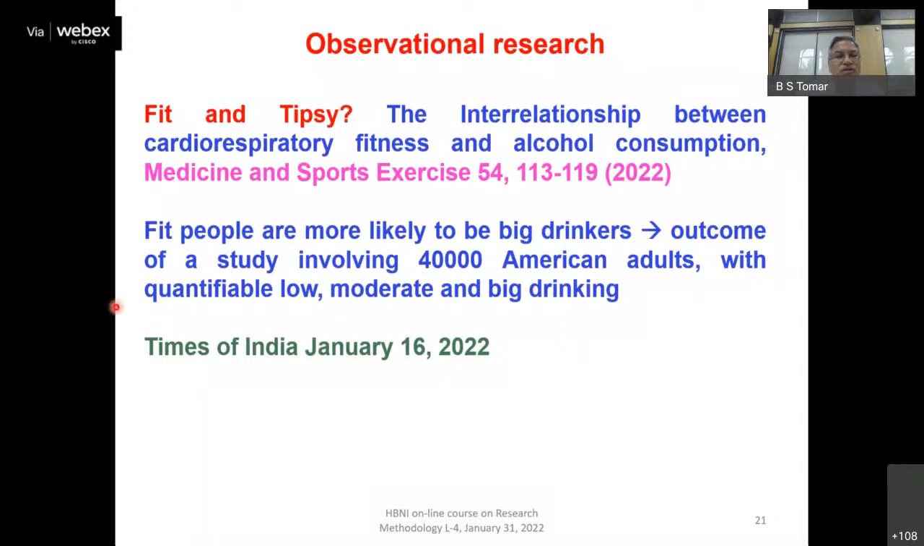So you can read this. In fact, it is an example of how a statistical conclusion is drawn. What I appreciated is that even in this article, they have given a lot of information on what statistical inferences they have drawn from this observational research.